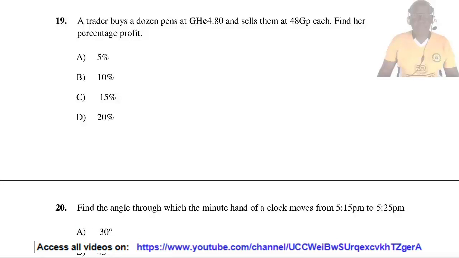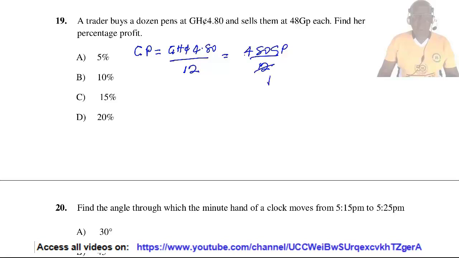Question 19. A trader buys a dozen pens at 4 Ghana cedis 80 pesewas and sells them at 48 Ghana pesewas each. Find her percentage profit. The cost price for one pen is going to be 4 Ghana cedis 80 pesewas divided by 12. 12 is 1 dozen, or 480 Ghana pesewas divided by 12. 12 goes into 48 four times, so the cost price is 40 Ghana pesewas.